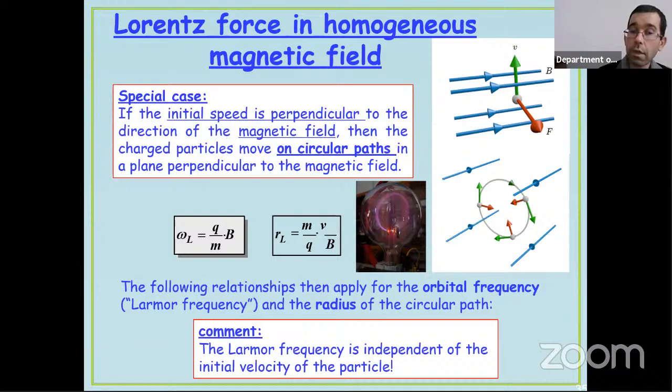What's more, we can also calculate the radius of this path from the velocity. So meanwhile the frequency is independent of the velocity, the radius will depend on it. These formulae play an important role in particle accelerators, where charged particles are accelerated in a magnetic field. They are called cyclotrons or synchrocyclotrons.